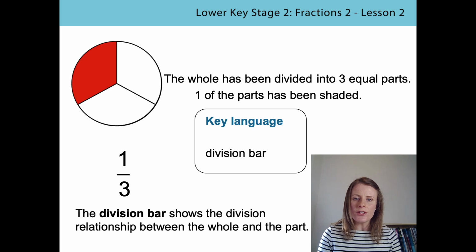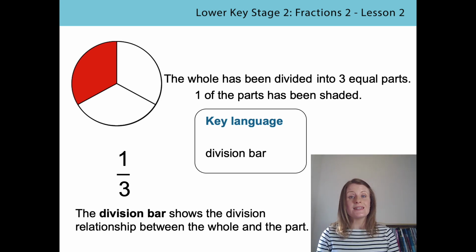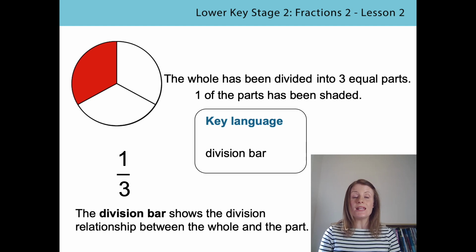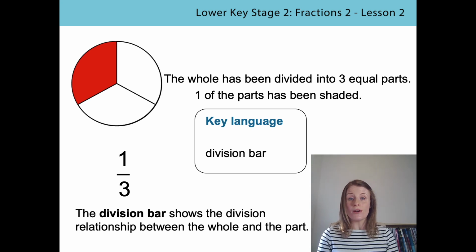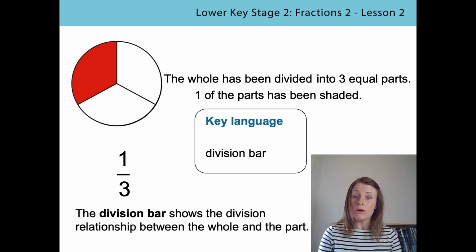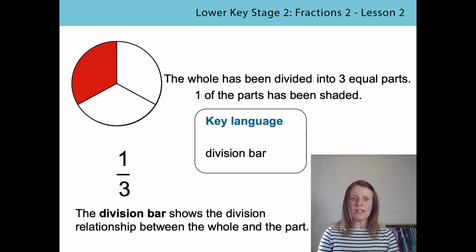We do the line first, the division bar. That shows us the division relationship between the whole and the parts. It's the first thing we do. Then the 3. Remember what the 3 represents? Yes, the 3 equal parts. The 3 is my whole. The whole circle on the bottom there, represented with a 3 because there are 3 equal parts. Then my 1 shaded part on the top. Let's try another one.